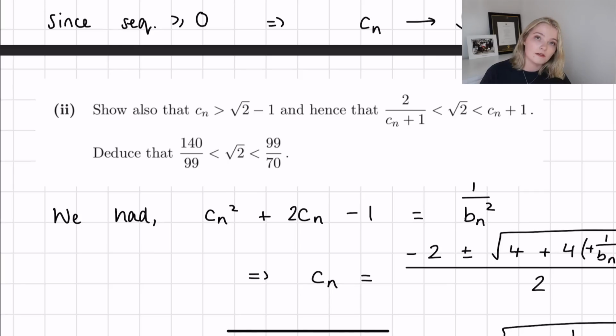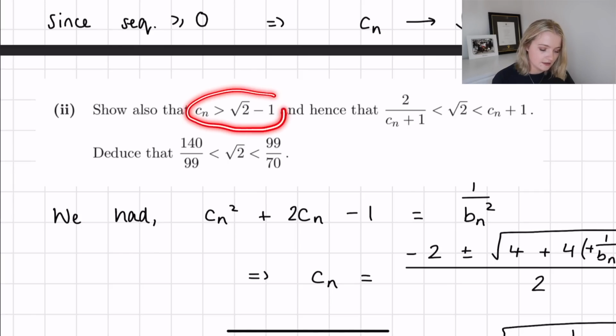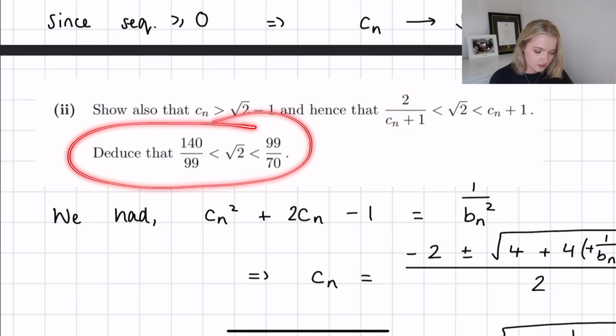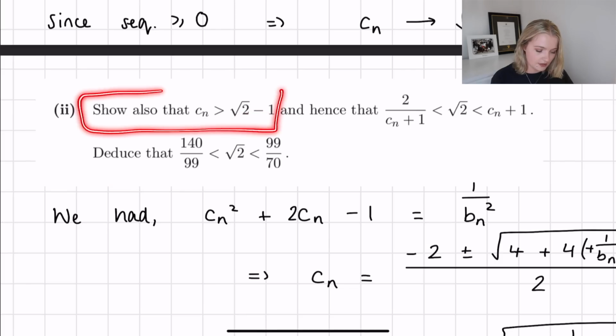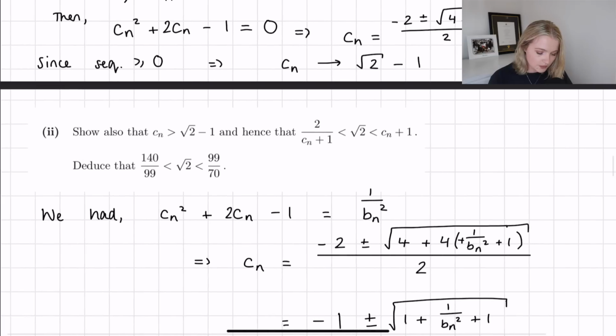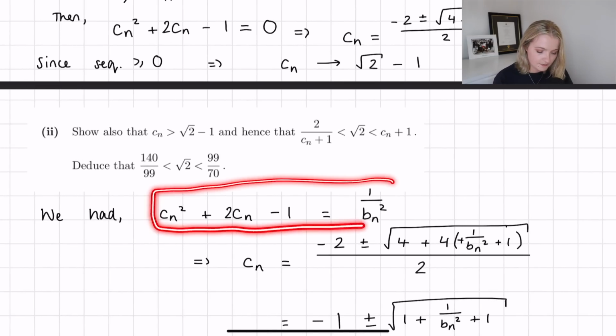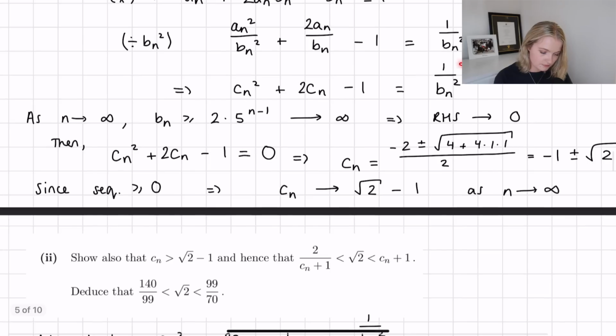Now the very final part of this question says, show that Cn is greater than root 2 minus 1, and hence this holds here, and then it says deduce this. So firstly we're going to show this. Alright, cool. So from before we had this formula here, didn't we? And this is just coming from this here.